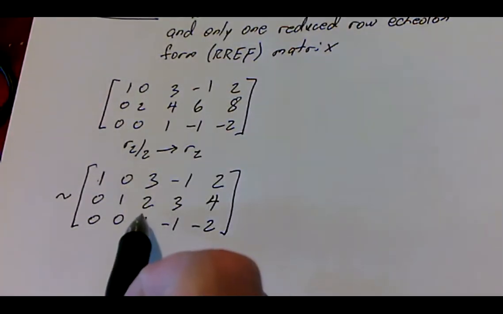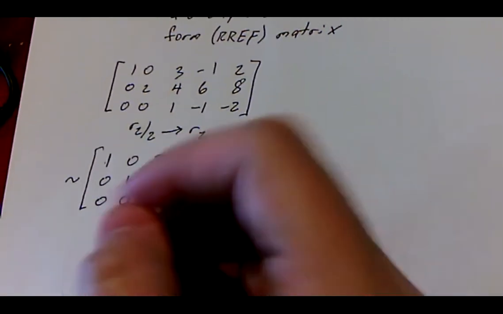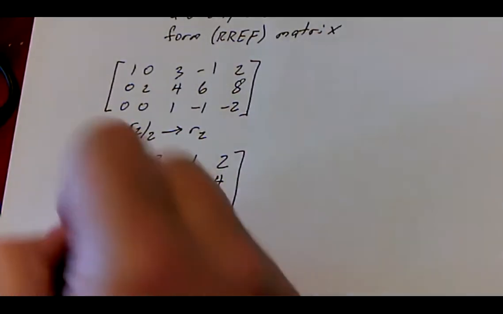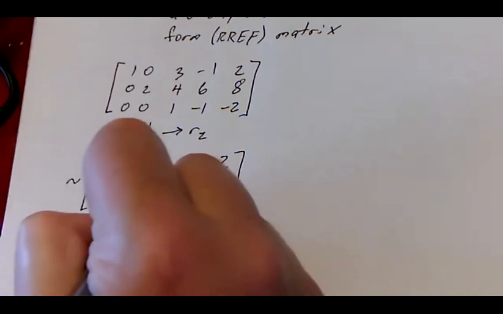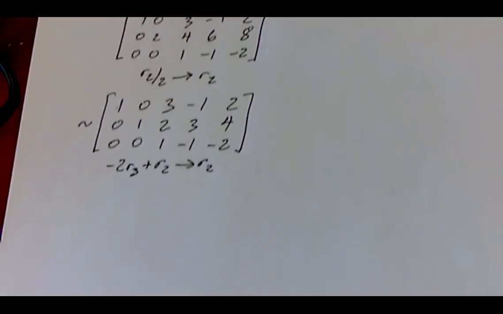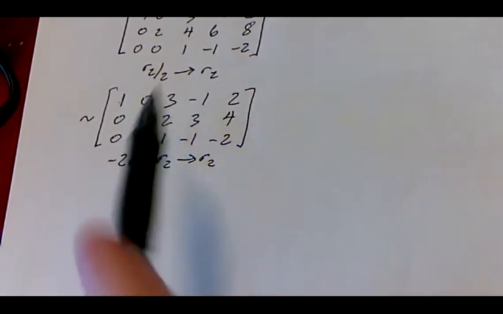Now my third column, I have the leading entry 1 like I want, but I need zeros above that entry. So I have my 1, and I'm going to get a 0 right above it in place of that 2. So I need to take negative 2 copies of row 3, add them to row 2, and replace row 2. Because that will get me a 0 for that entry that is immediately above the 1.